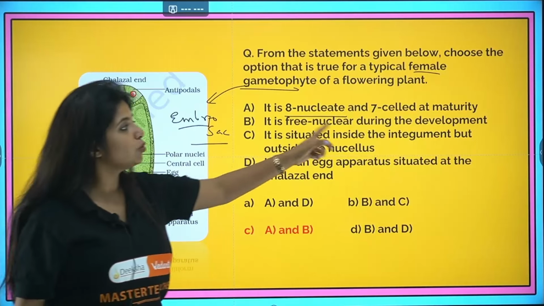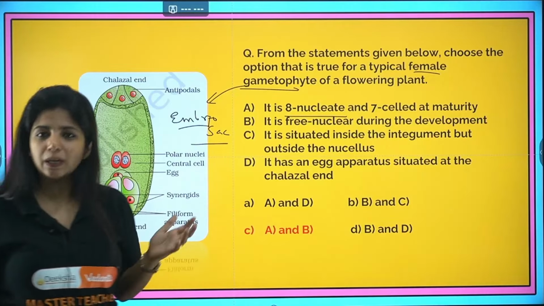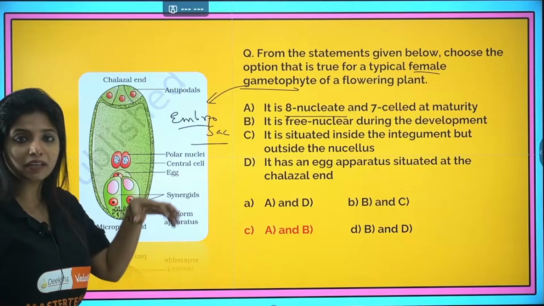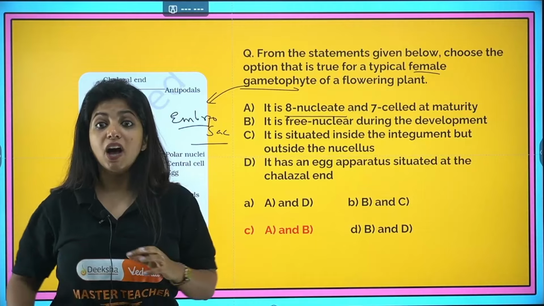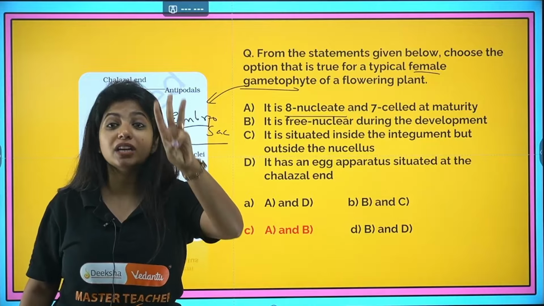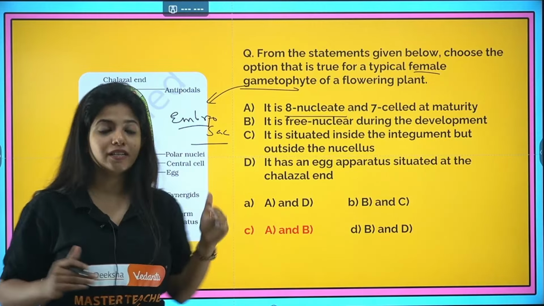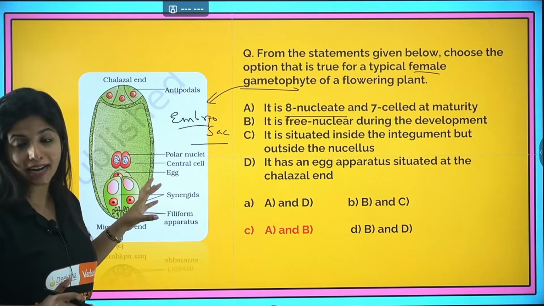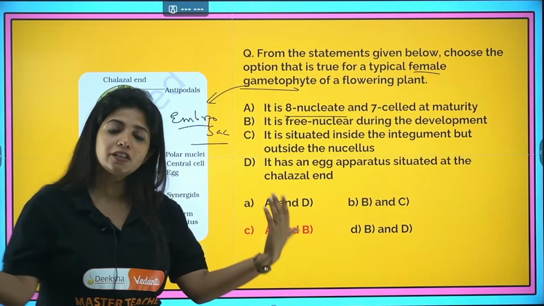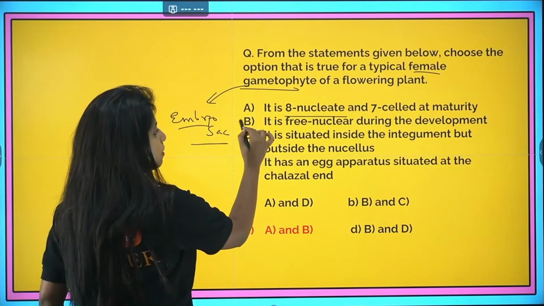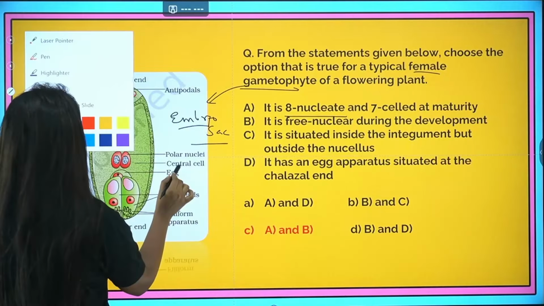Now it is free nucleate during development. That means whenever nuclear division takes place, my dear children, it is not covered by a cell wall immediately. First of all, the nucleus divides, how many times? Thrice. So 3 mitotic divisions happen. That is how you get 8 nuclei at the end, and later on cell wall formation takes place. So A and B, both of these statements are true.